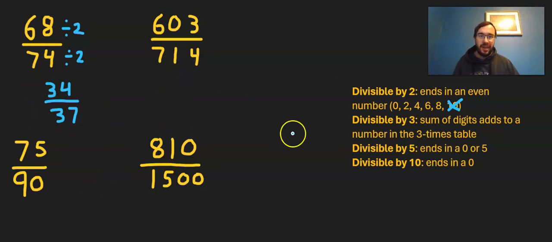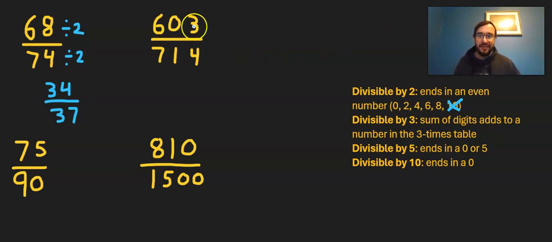So the next one I'm going to talk about is being divisible by 3. Now, this is one that a lot of people don't know, so I'm really glad I can bring this up in this video. If the sum of the digits of a number is in the 3 times table, then the number itself is divisible by 3. If you have no idea what that means, I'll show you in a second.